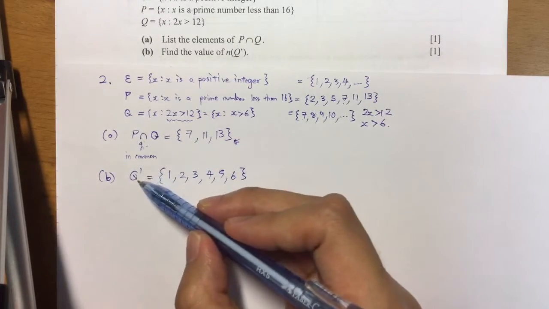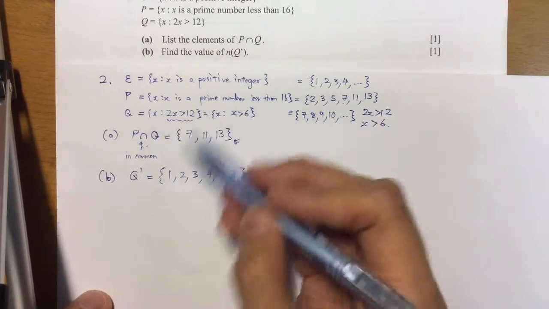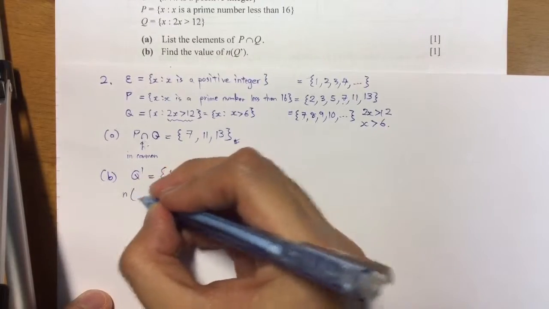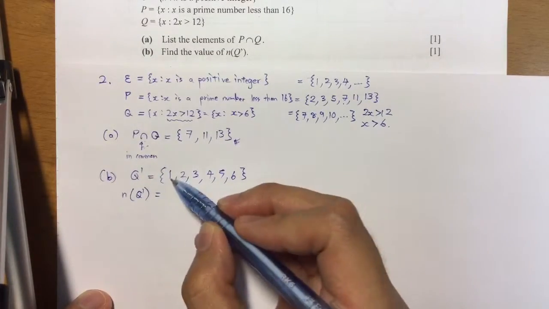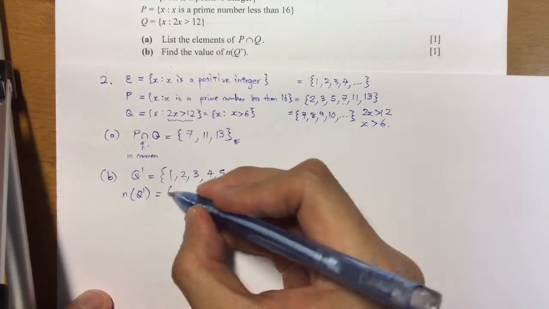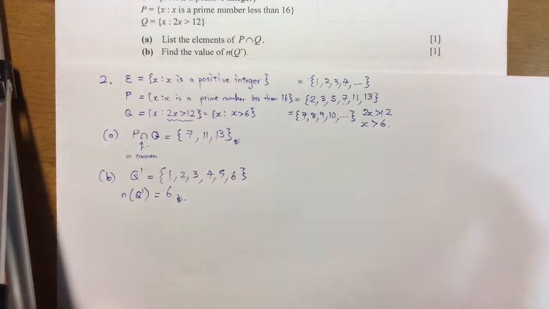So you see, you should list out the set of Q complement so that when you take a look at it and answer the question, such as this, to know the number of elements inside Q complement, it's really just a simple counting, and there you have it. 6 elements inside the set of Q complement.